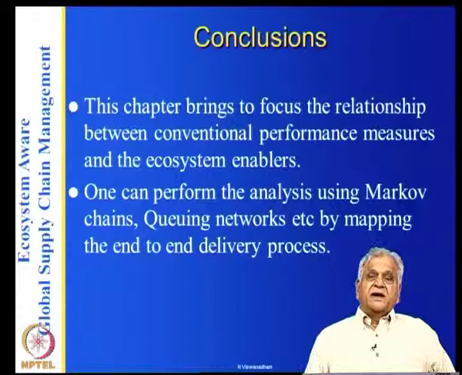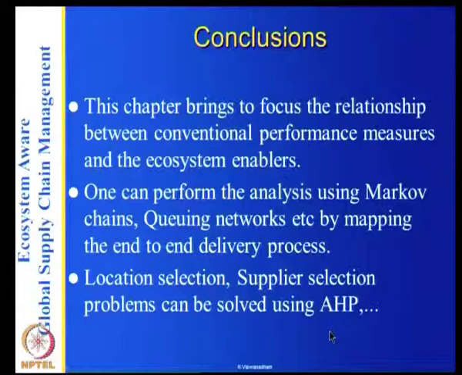So one can do this analysis either by simulation, Markov chains or queuing networks, etc., by mapping the end-to-end delivery. Whatever we have done earlier for manufacturing supply chains, we could do using this chapter, this particular lecture material. You could do analytical analysis. You can use AHP. If you don't have data, if you have subjective data, like the institutions are good, the institutions are bad, and so on, you can give scores for those institutions. You may not need data on this. Then you can use the analytical hierarchy process. So location selection and supplier selection problems can also be solved using the analytical hierarchy process.